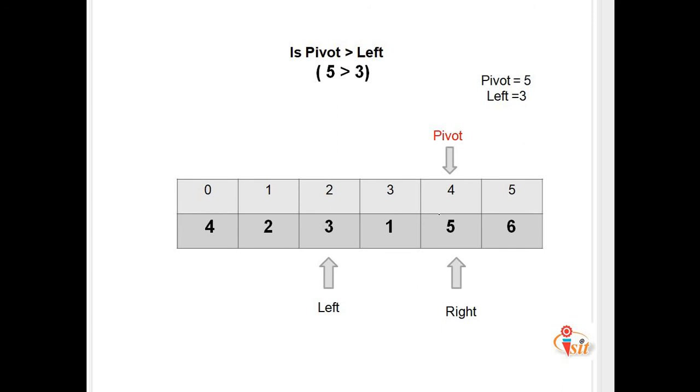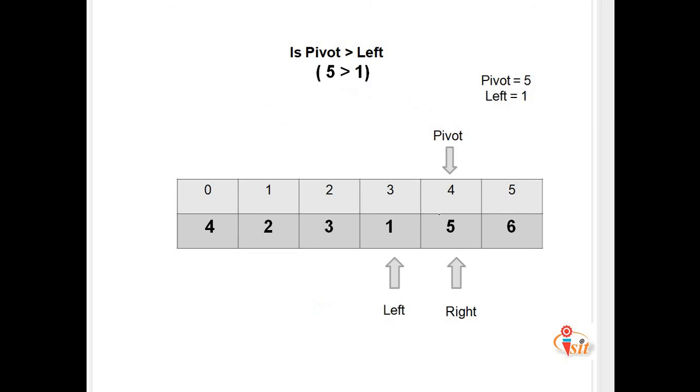So already we know that if the value of left is less than the pivot, in that case we need to move to the right. The value of pivot is 5. The value of left is 3. In that case left is less than pivot, so we need to move one position towards the right.